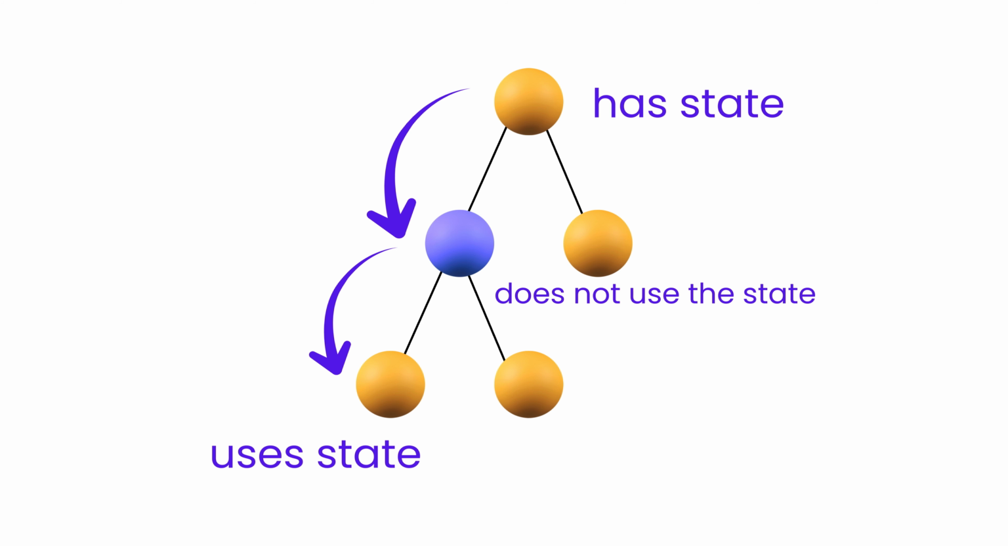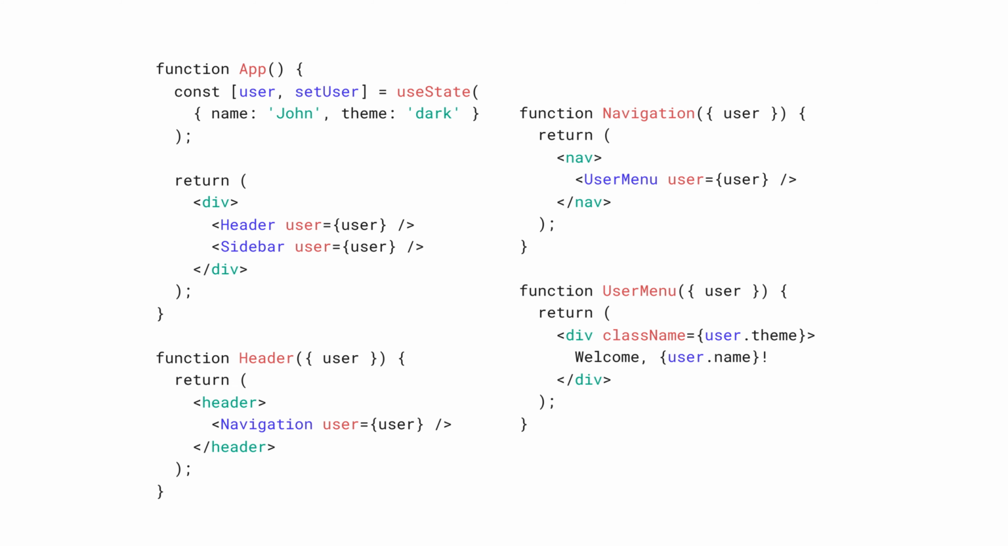Let me show you what this looks like in practice. Notice the problem here. The header and navigation components don't actually use the user data. They're just passing it down to reach the user menu component that actually needs it. This is prop drilling in action, and it creates several issues.